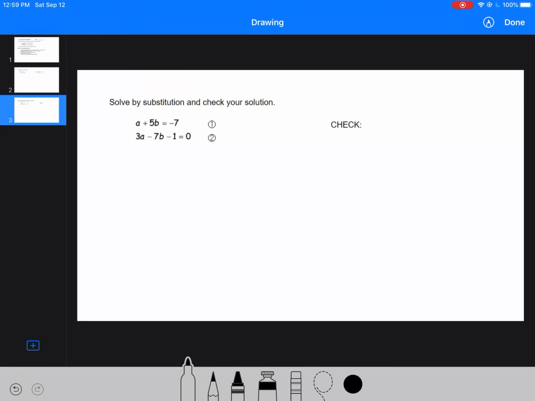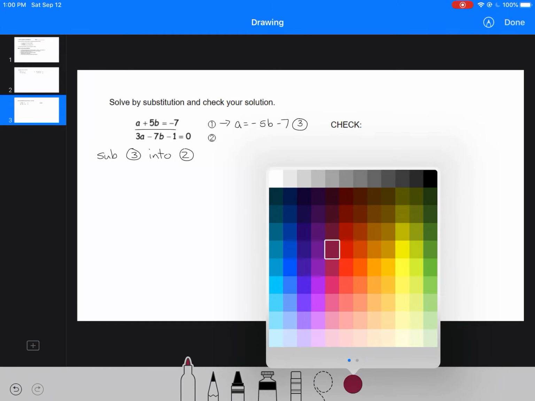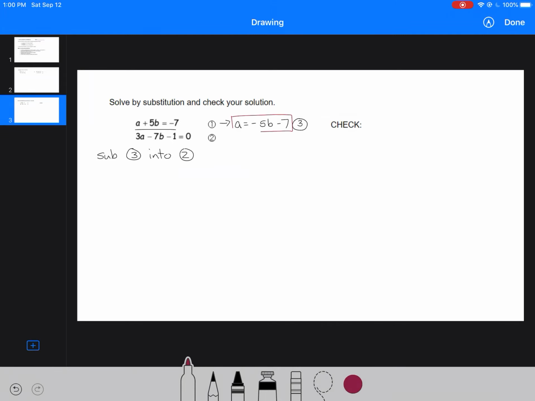Again, my first step is I'm going to rearrange one of the equations so that it has one of the variables by itself. I'm going to choose the first equation because I see that the a has a coefficient of 1. So I get a equals minus 5b minus 7. It's my third relationship I've created. And I'm going to substitute my third relationship into my second. So my third relationship here is going right into where the a is in the second spot.